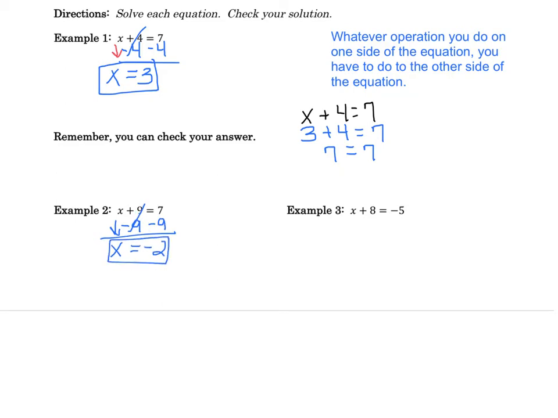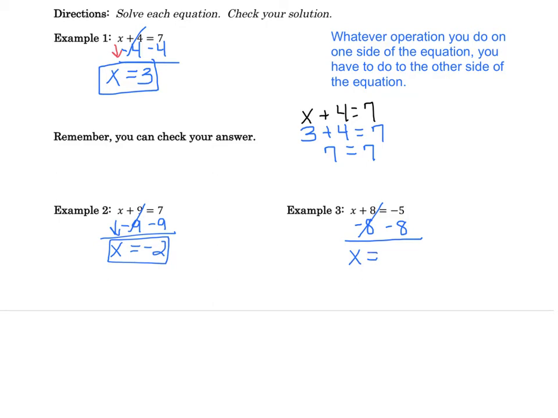Let's look at example 3. x plus 8 equals -5. So again, you're adding 8, and you're going to undo it by subtracting it from both sides. So we're going to subtract 8 from both sides. The 8s are going to cancel. So you're going to bring down your x and your equal sign.